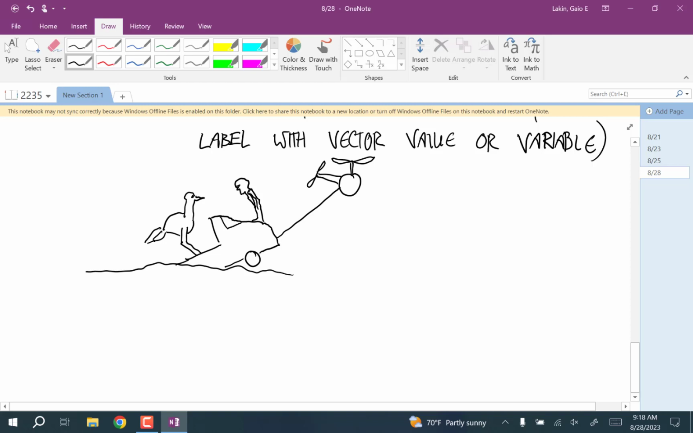Okay, so let's say that's what's going on, and you want to draw a free body diagram of the truck. Okay, this is sort of like an example.